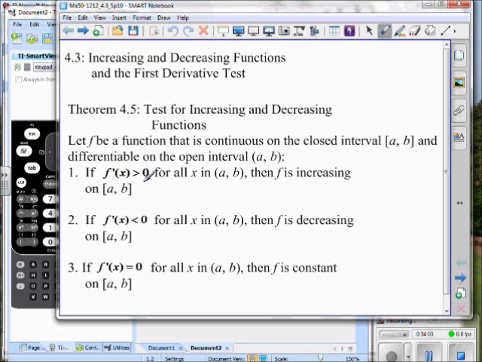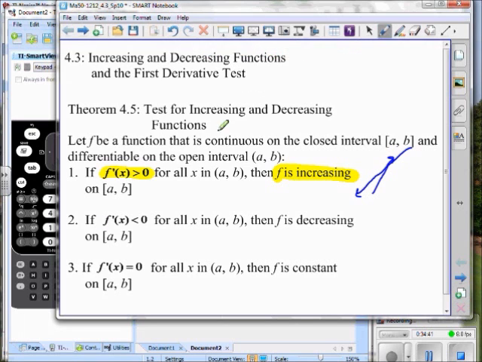If the first derivative is positive, then the function is increasing. Is that a surprise to you? If the first derivative is positive, then that means that the tangent line is an increasing line, which would mean that the function would have to be increasing at that point. Okay, I don't think we were surprised at that.